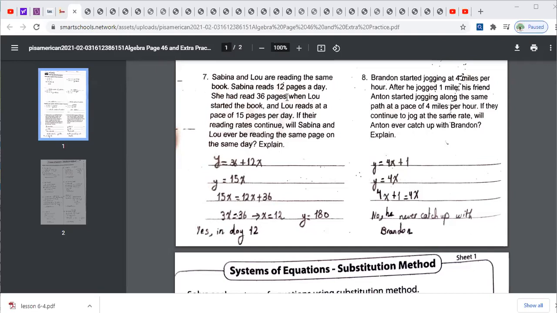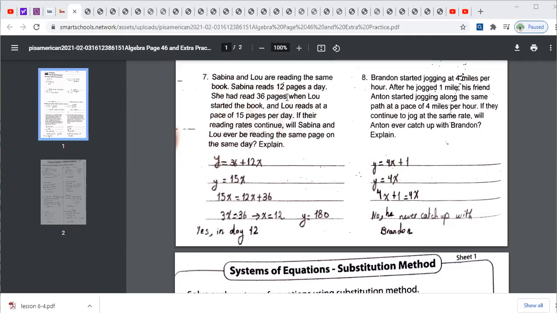What's her slope per day? She reads 12.15 pages. We are talking about Lo now. In this question, we are talking about two persons. The first person is Sabina. The second person is Lo.